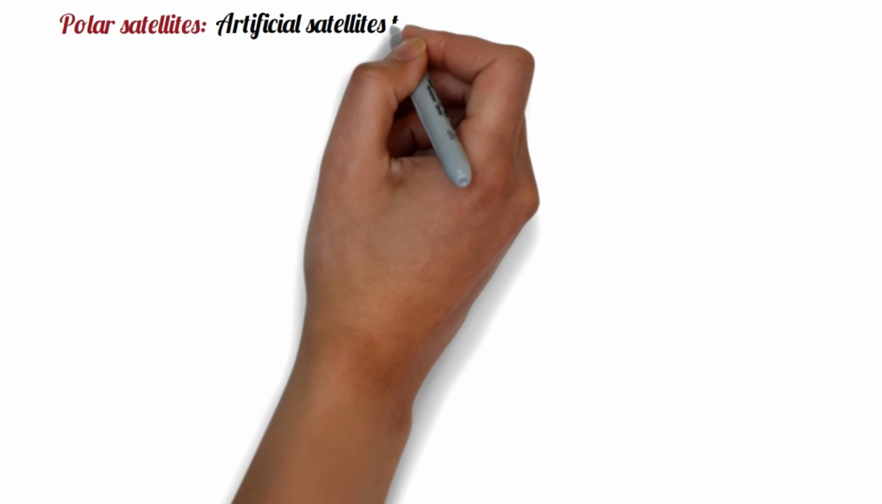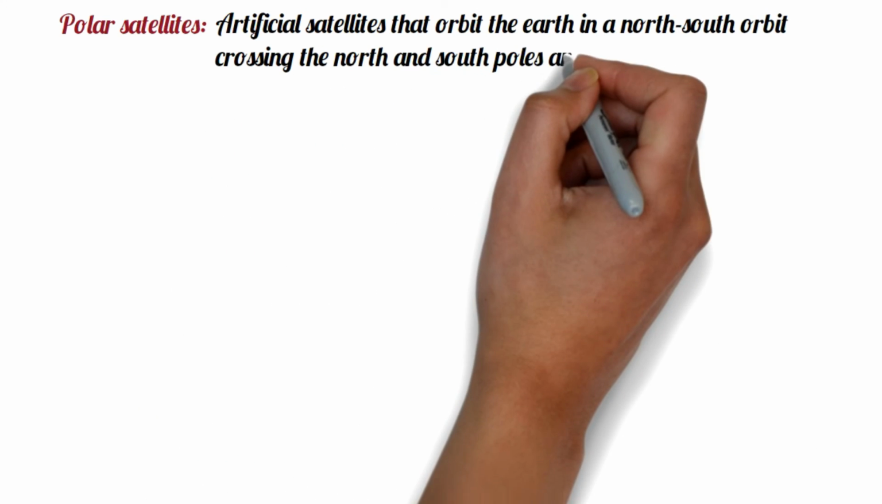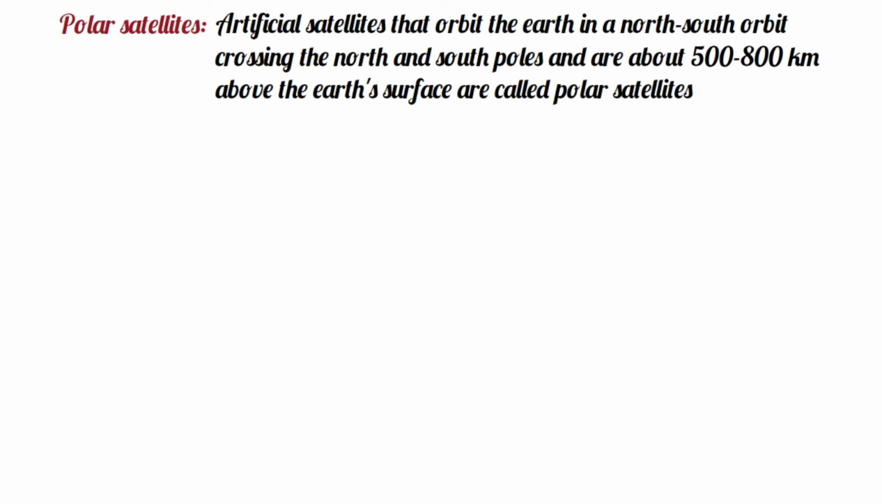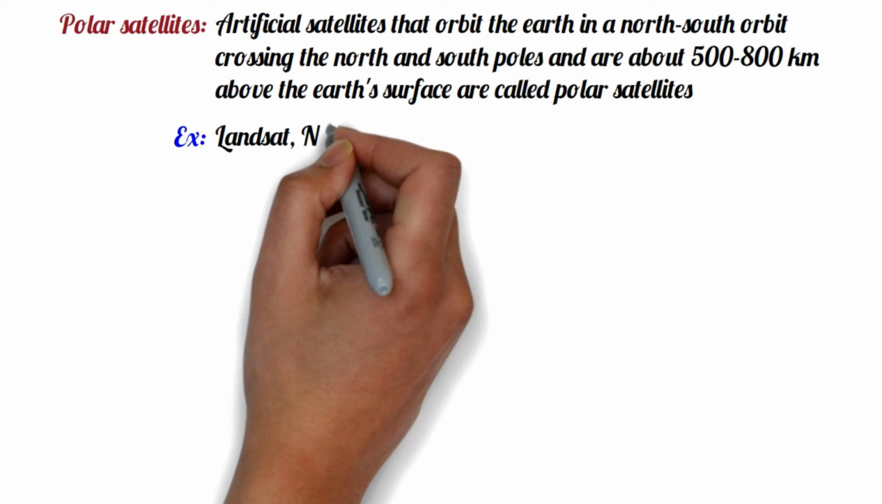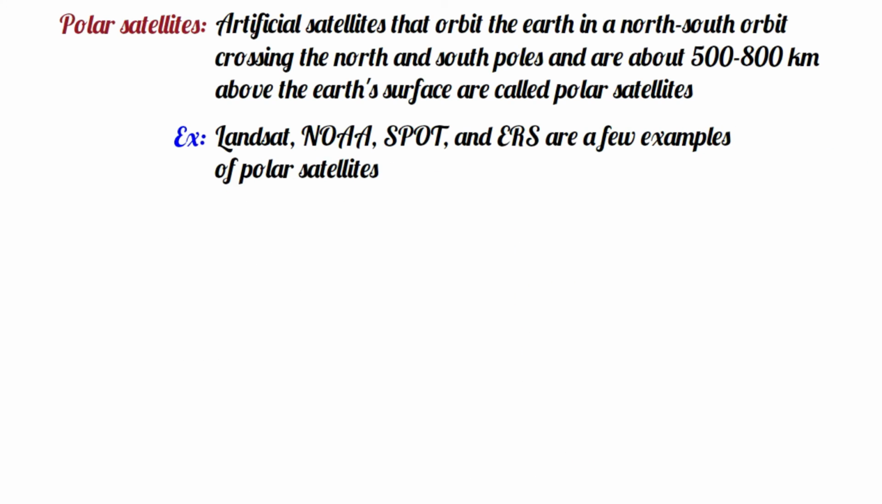Artificial satellites that orbit the Earth in a north-south orbit, crossing the north and south poles, and are about 500 to 800 kilometers above the Earth's surface, are called polar satellites. For example, Landsat, NOAA, SPOT, and ERS are a few examples of polar satellites.